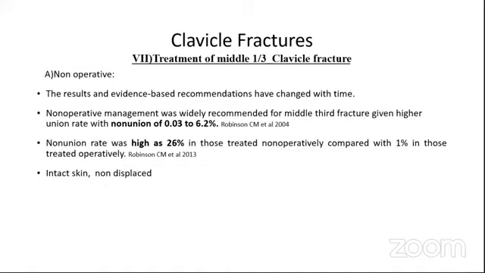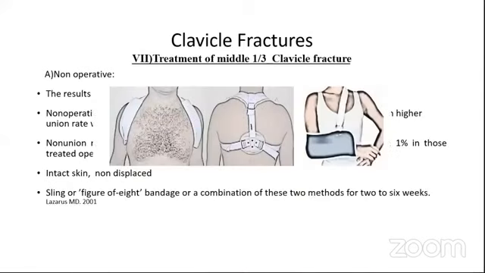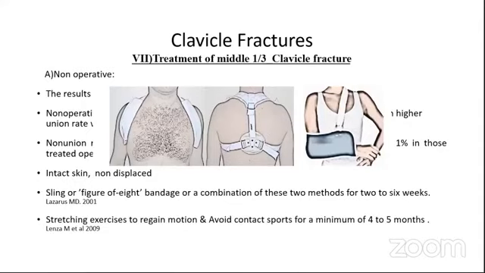However, the indications for non-operative treatment are intact skin, non-displaced fractures, no comminuted area, and more than 50% contact of bone. If you want to do a conservative treatment, in the literature, some people like to use a figure of 8 bandage or an arm sling. Some people like to use both of them. There is no big difference between a figure of 8 bandage and a sling. You can do it for 2 to 6 weeks.